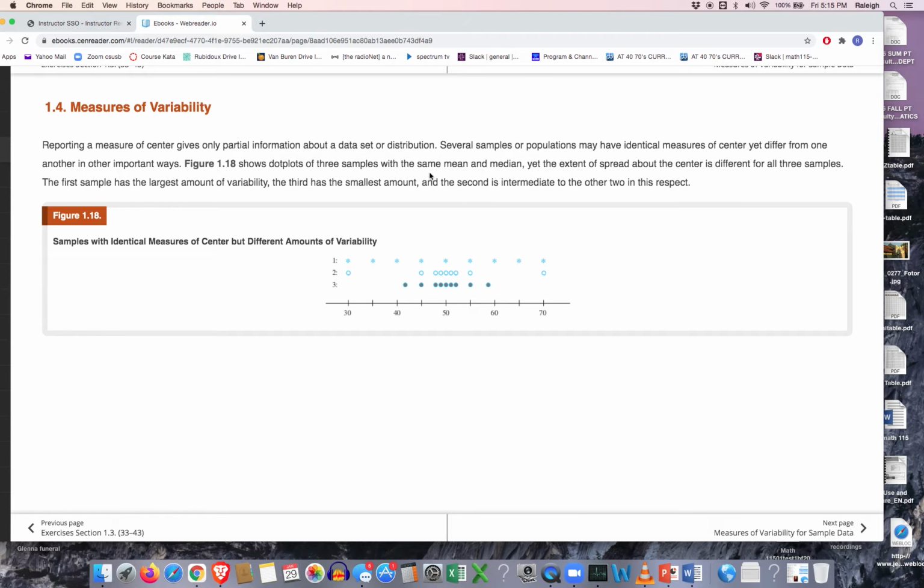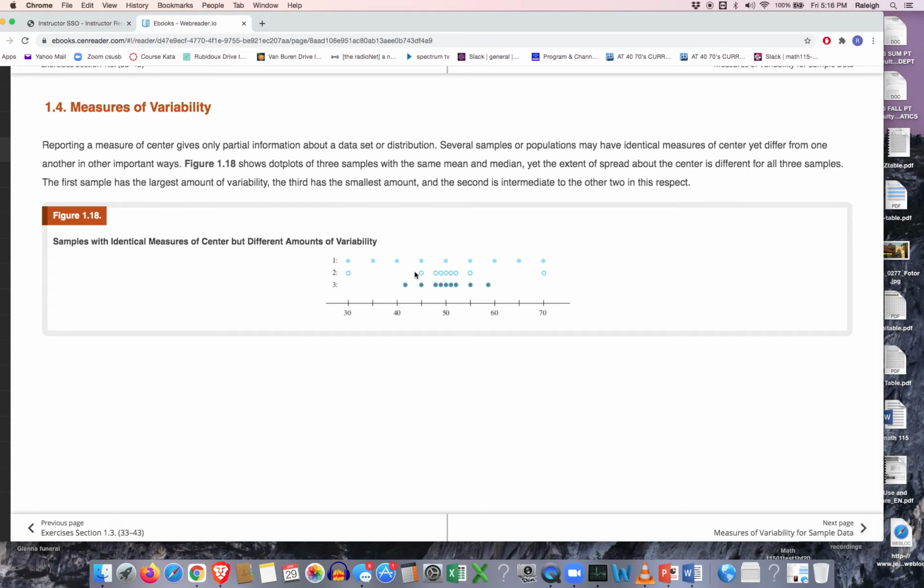Dot plots of 3 samples with the same mean and median. That's interesting. They are symmetric for sure, but the extent of the spread is different for all 3 samples. The first sample has the largest amount of variability. Let's take a close look at number 1. Yeah, that looks like what they call a uniform distribution. They're all just equally spaced, 1 dot apiece. The third is the smallest amount. Look how the third one in dark blue is centered a lot more. The second one is kind of in between.